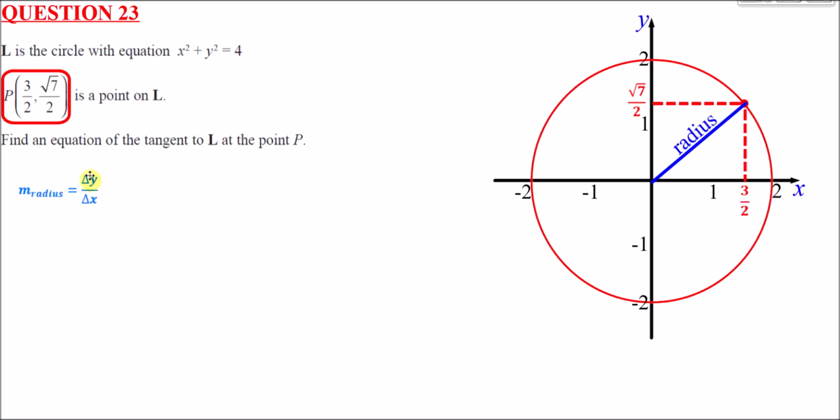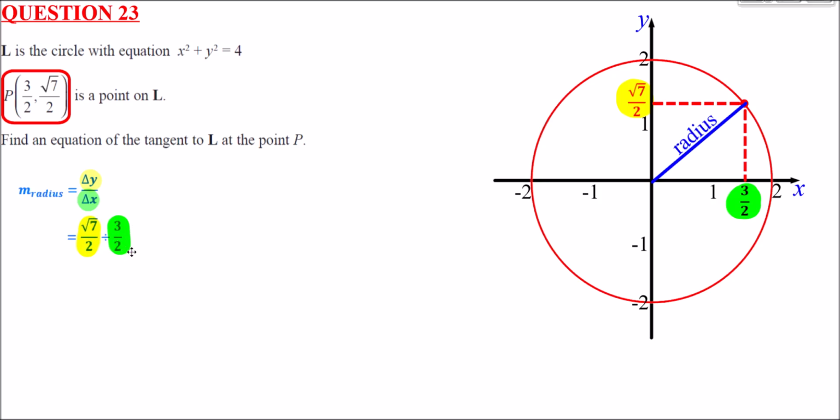So the change in y goes from 0 up to root 7 over 2. So the change in y is just root 7 over 2. And in the same way, the change in x is just going to be 3 over 2, which is 1.5 if you wanted. So we need to do root 7 over 2 divided by 3 over 2.